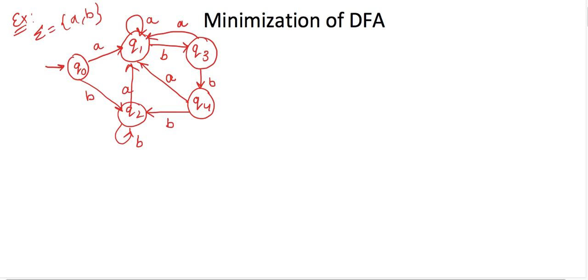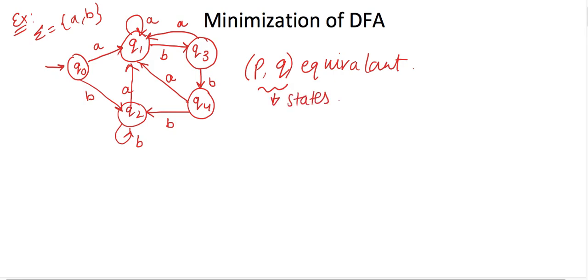First of all, for the minimization purpose, you should understand one concept, that is PQ equivalent. What is PQ equivalent? Here P and Q are two states, and we can say when the P state and Q state are equivalent. This is what is called PQ equivalent.